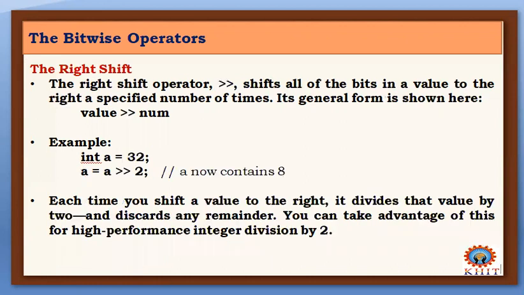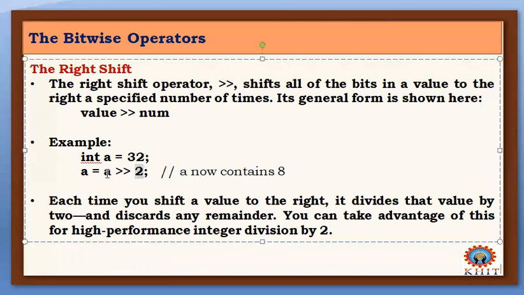Next, if you perform the right shift operation, the number will be divided by 2. So 32 divided by 2 gives 16. And again 16 will be divided by 2, you will get 8. So the answer will be 8, divided by 2.